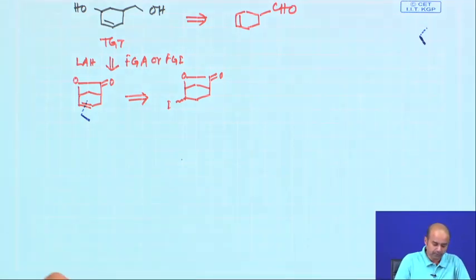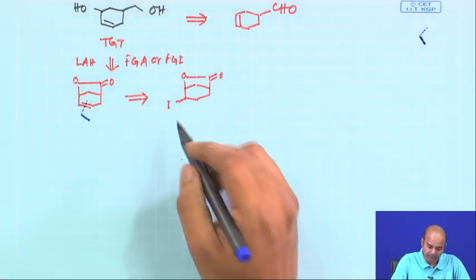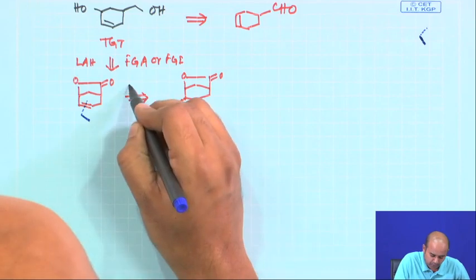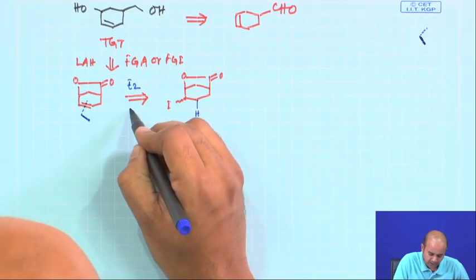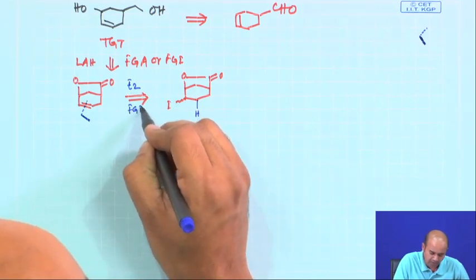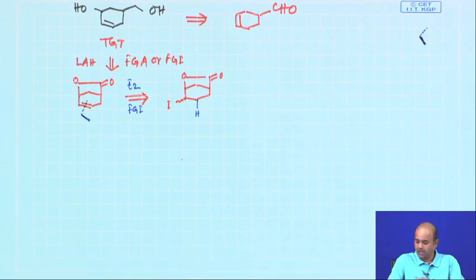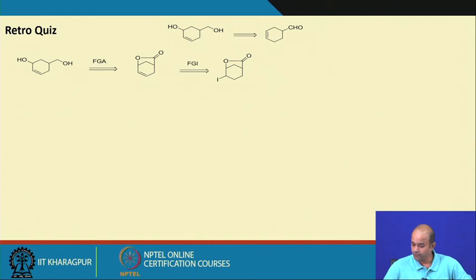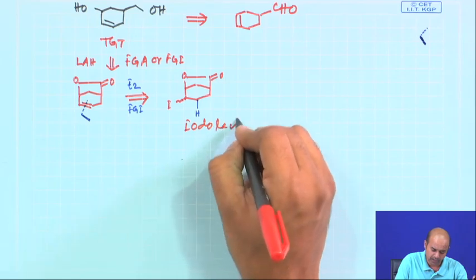So, this way this bond will make this pi bond, and how can you make this pi bond? If you have an iodo and you have a hydrogen here, you will basically do a simple E2 elimination by a FGI or even FGA, fine. Now, the next question will be why and where from you have to make this iodolactone. This compound is nothing but an iodolactone.